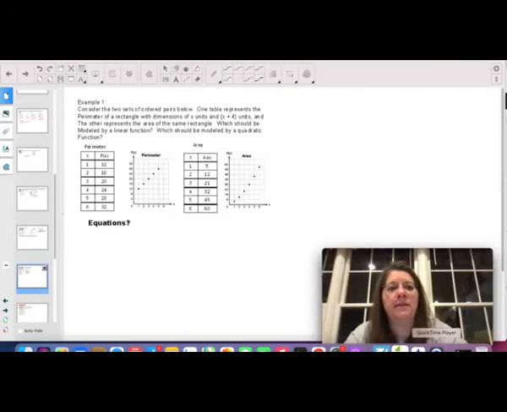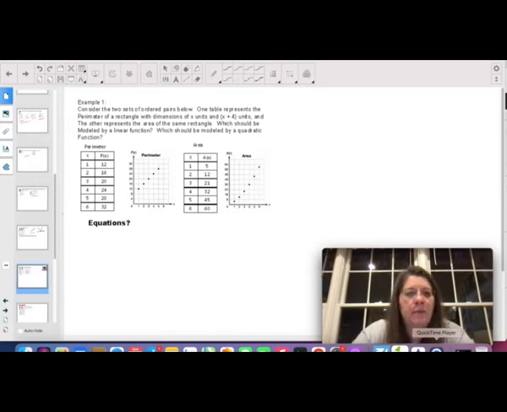In this one, consider the two sets of ordered pairs below. One table represents the perimeter of a rectangle with dimensions of x units and x plus 4 units, and the other represents the area of the same rectangle. Which should be modeled by a linear function and which should be modeled by a quadratic function? Looking at this, those look pretty straight to me, so I would say that would be the one that needs to be linear, and this one would be the one that needs to be quadratic.